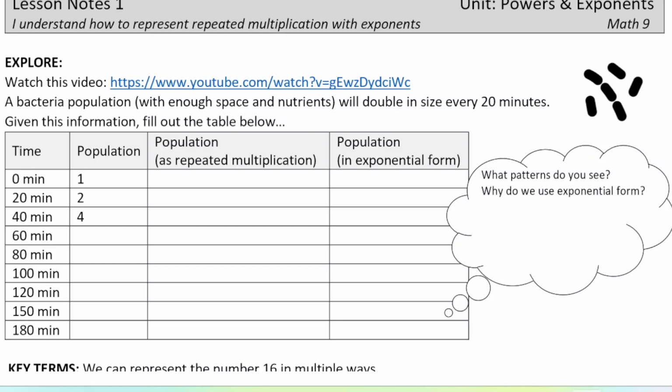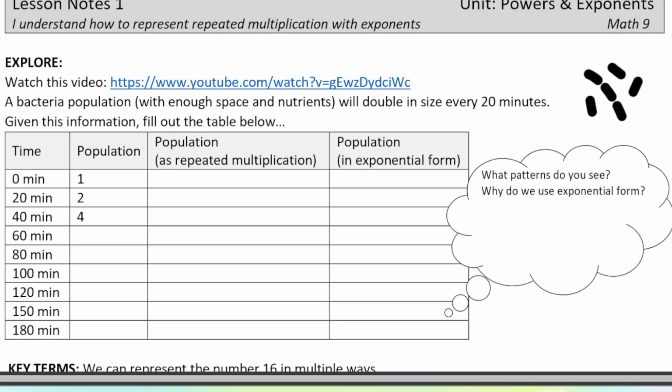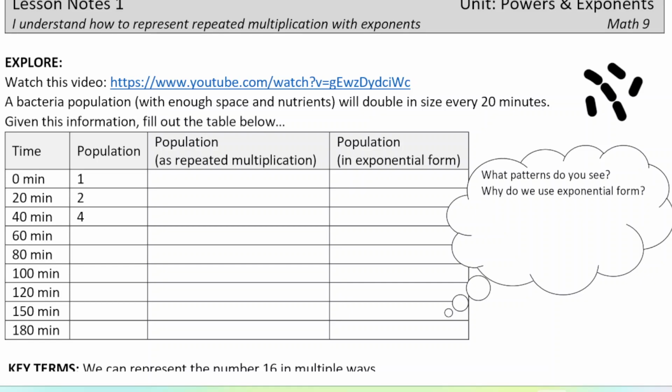So bacteria population with enough space and nutrients will double in size every 20 minutes. So we're going to fill out the table and then try and understand this pattern. Lots of things in real life grow this way too, so there's lots of other applications that we'll see in this unit as well.